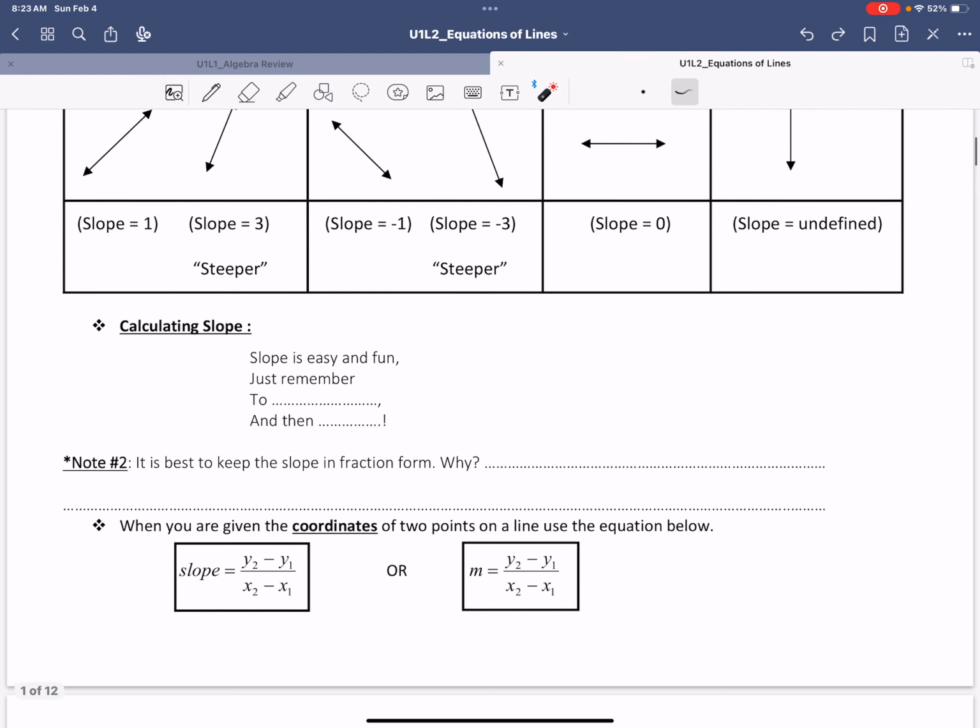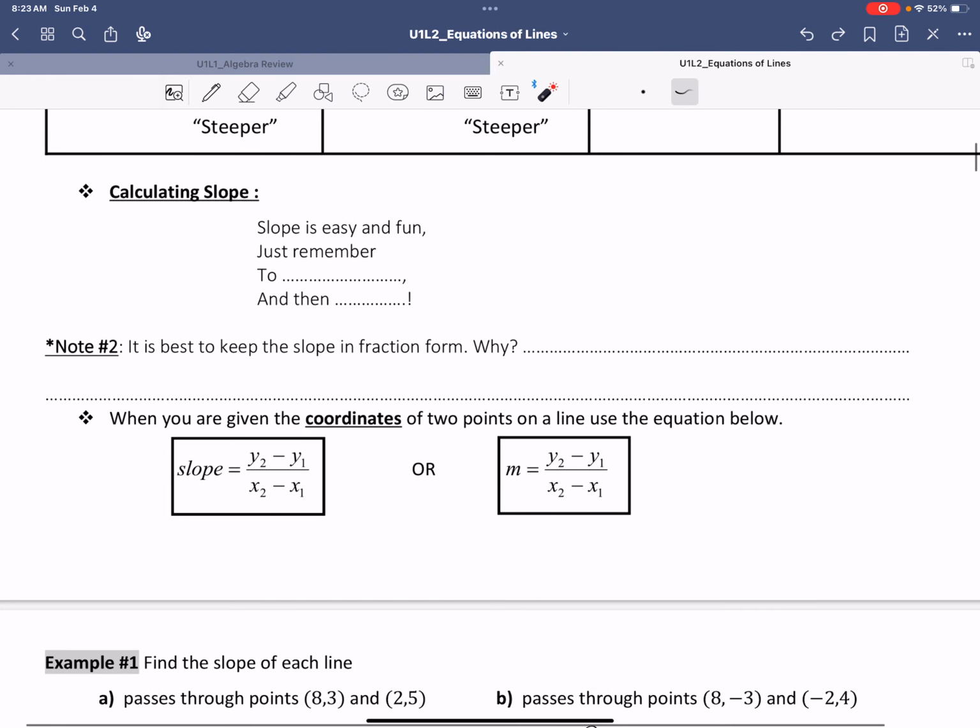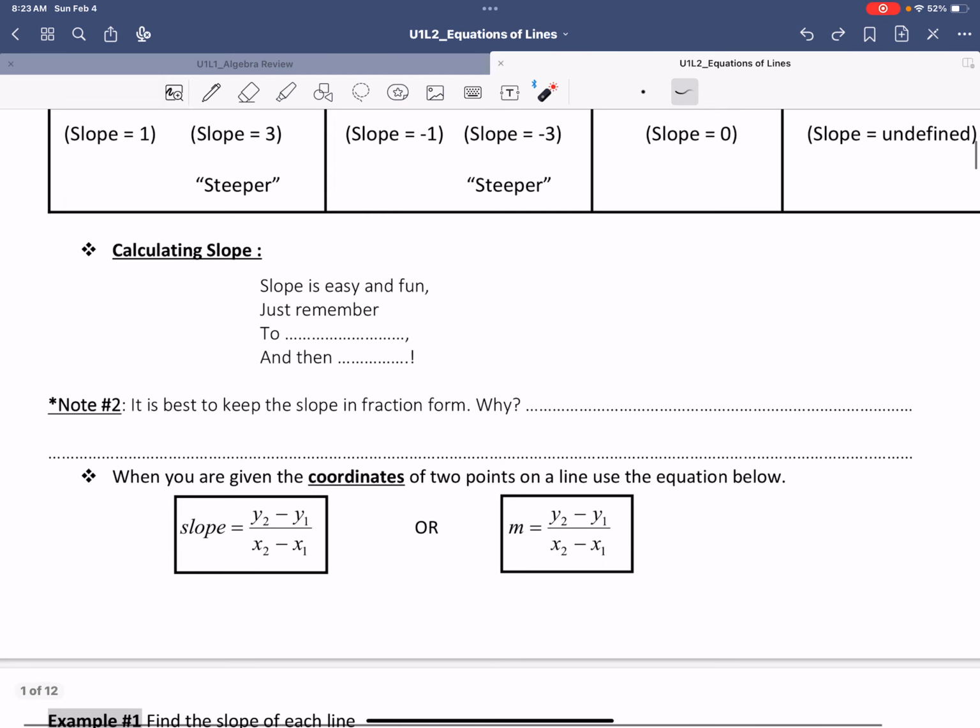Now, to calculate the slope, we use a special formula, y2 minus y1 over x2 minus x1. But I like to remember the slope using these very simple and fun verses. Slope is easy and fun. Just remember to rise and then run.